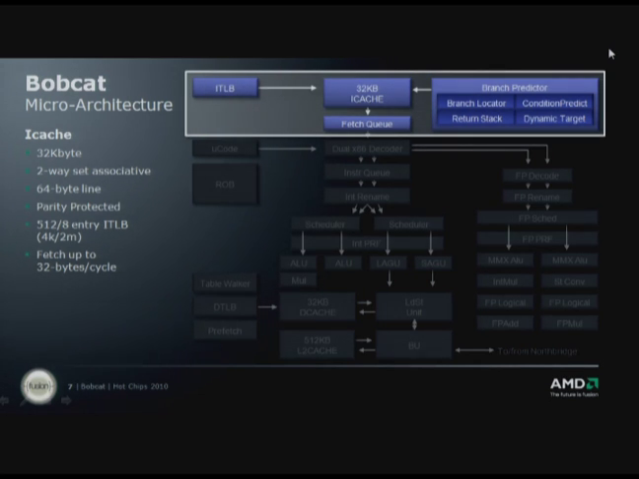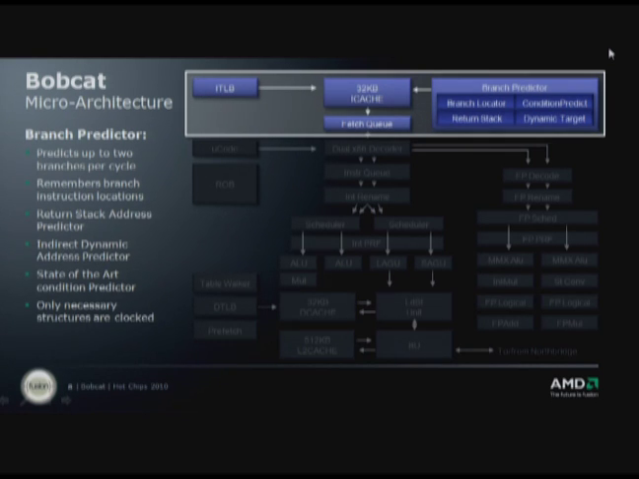As far as physical to linear to physical address translation, we've got a 512 entry TLB for 4K pages, an 8 entry TLB for 2 meg pages, and this front end allows us to fetch 32 bytes per cycle. For a small machine, that may seem overkill. It actually has some advantages in that we can get a line in and shut down the front end and save power.